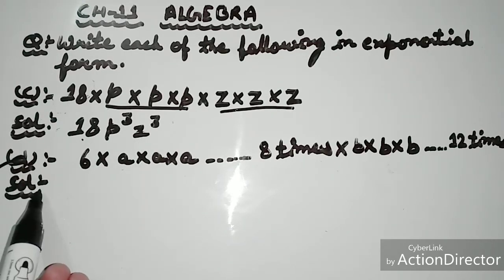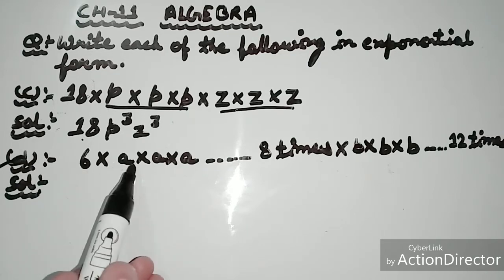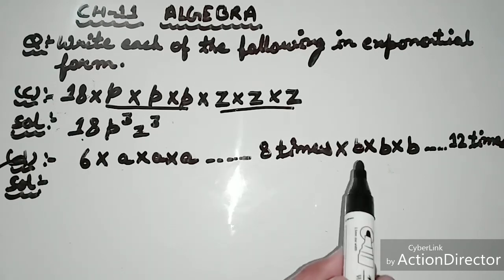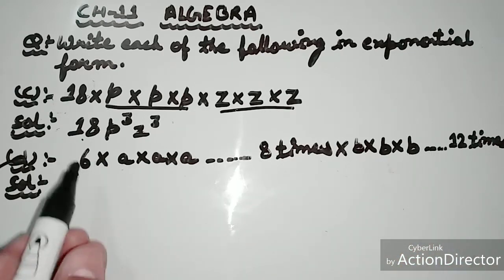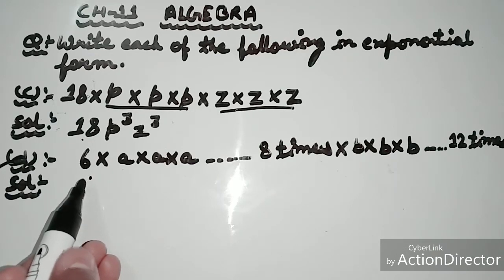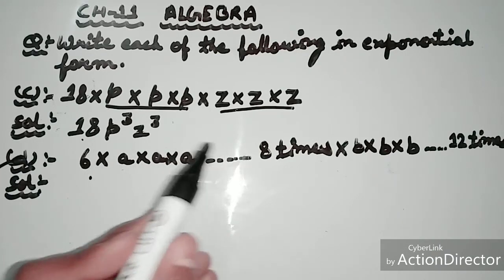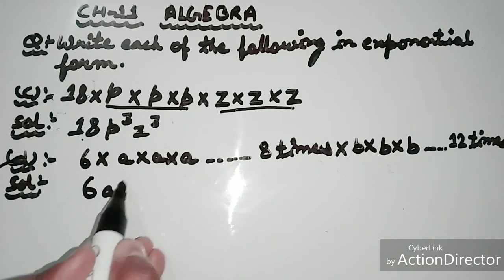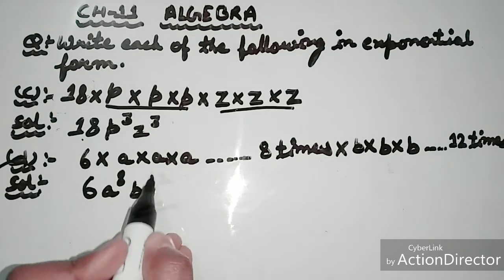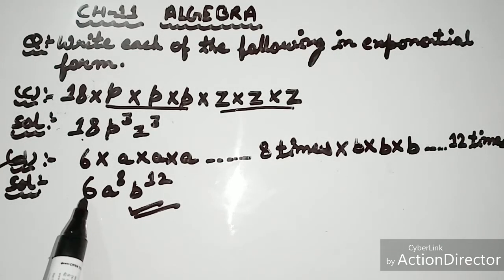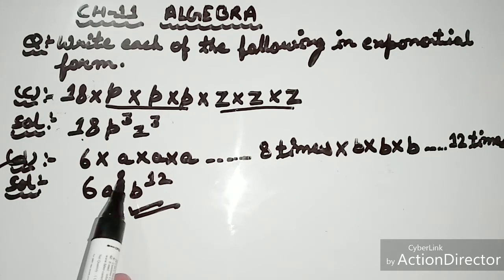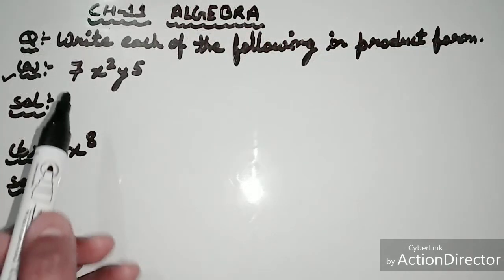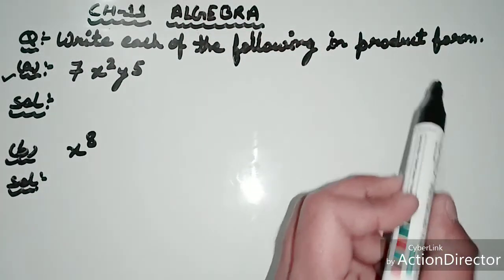Now example number D, 6 multiplied by a 8 times, and b multiplied 12 times. So here we write a to the power 8 and b to the power 12. So here we get product 6 a to the power 8 and b to the power 12. So here we get our product in exponential form 6 a to the power 8 and b to the power 12.